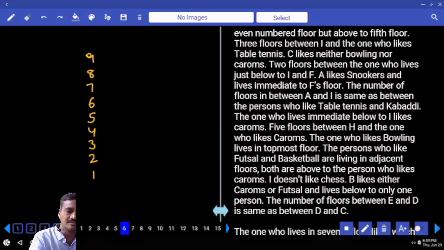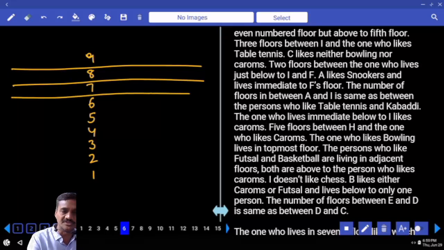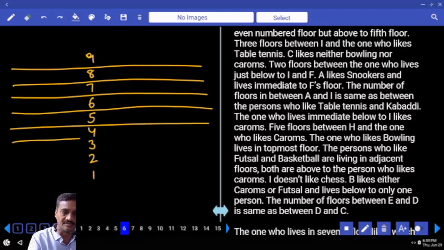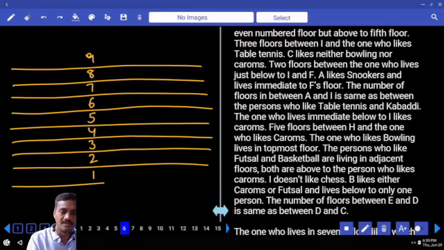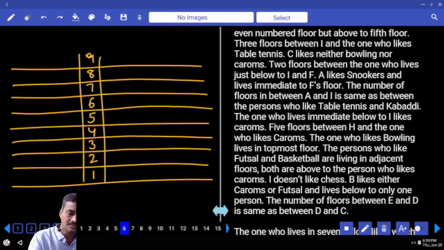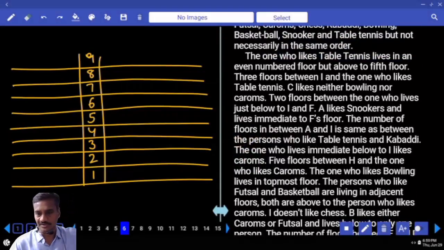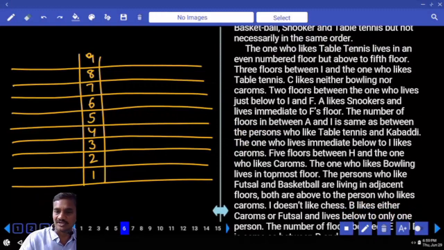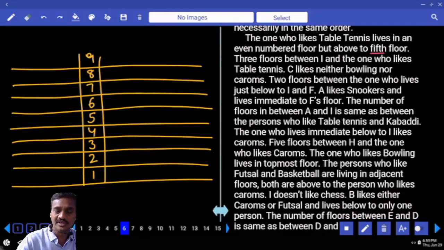There are 9 persons staying on these 9 different floors, and each one of them likes a different game as well. Then coming to condition number 1. In this condition number 1, the one who likes table tennis lives on an even number floor above the 5th floor. Above the 5th floor, how many possibilities do we have? Either the 8th floor or the 6th floor. Now table tennis can be either on the 8th floor or 6th floor. There are 2 different possibilities.